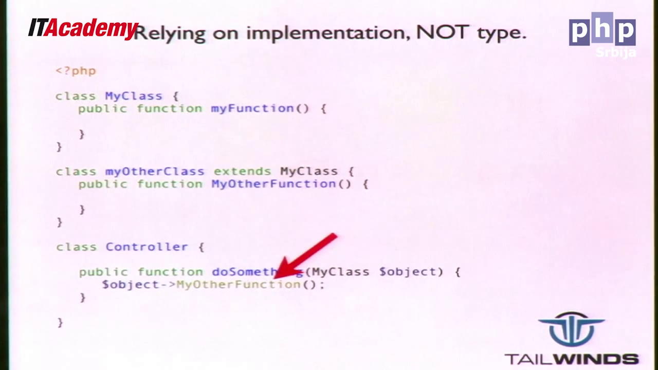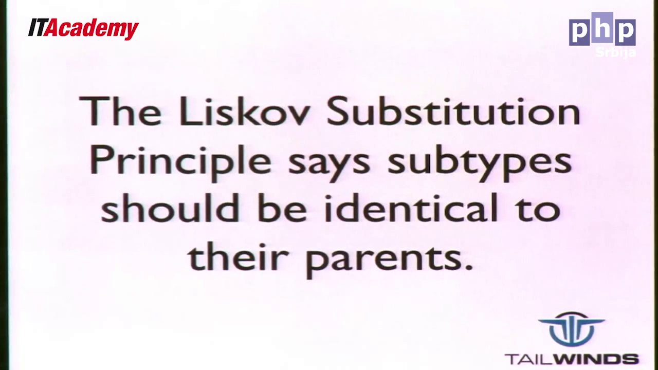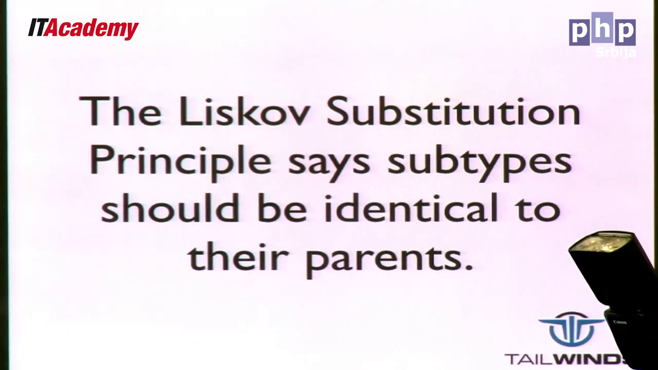See right here, we're calling the method that we defined on the child. The problem here is that if you ever change your code to just use the parent and not the child, it will pass a type hint, and then it will blow up with a big fatal error because the method doesn't exist. Now in SOLID, the Liskov Substitution Principle says that subtypes should be identical to their parents. In other words, I should be able to take a child class and substitute it for its parent class, and it will work and behave in the same way.